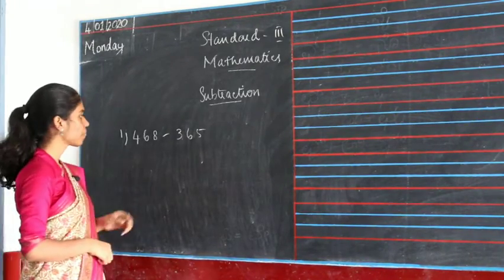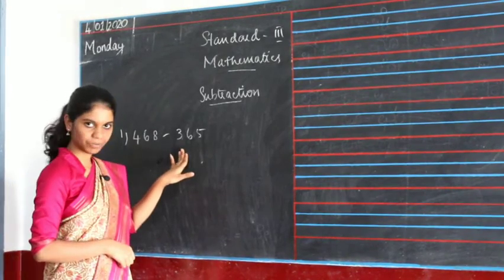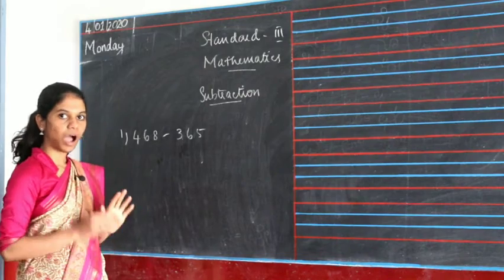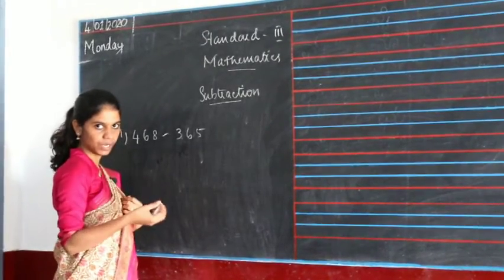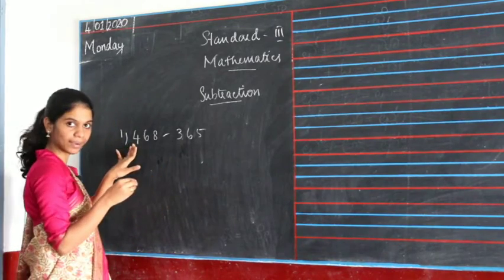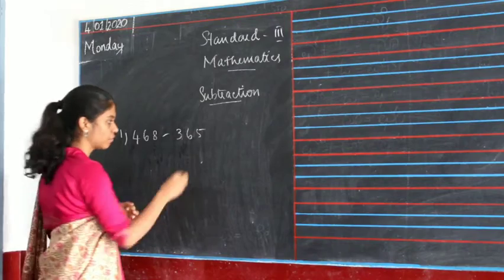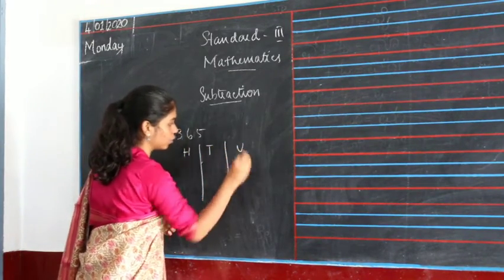First, see, here you have 468 subtracted from 365. Now, how we have to write is, we have to write according to the place value. Three digits means we have hundreds, tens and units. First hundreds and then tens and units.